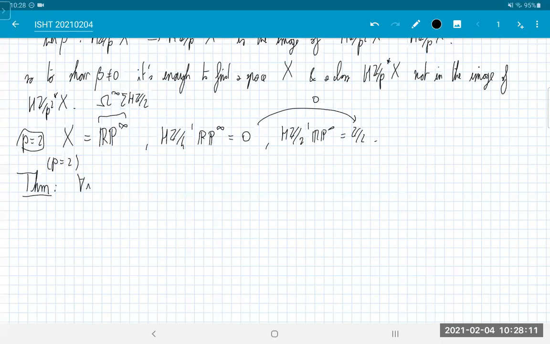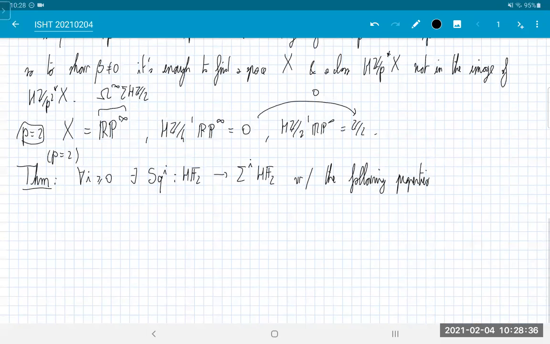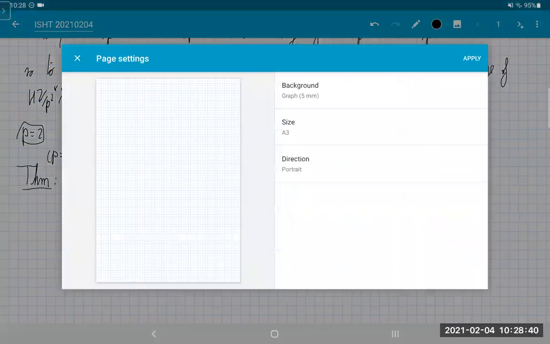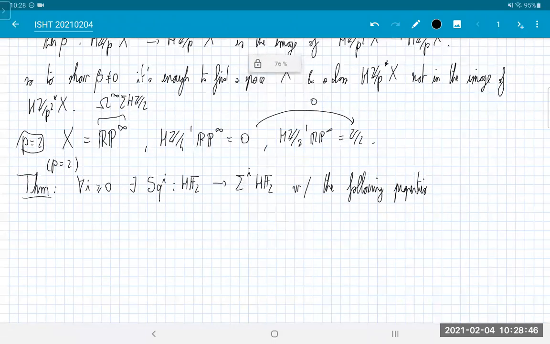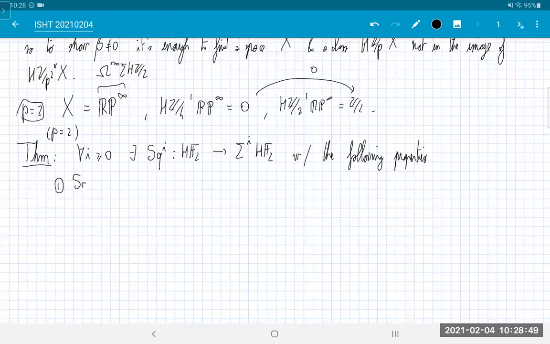So for every i greater or equal than zero, there exists an element Sq^i from HF2 to Sigma^i HF2 with the following properties. The first property is Sq^0 is the identity, and well, I should call it one. It's an algebra, Sq^1 is the Bockstein.